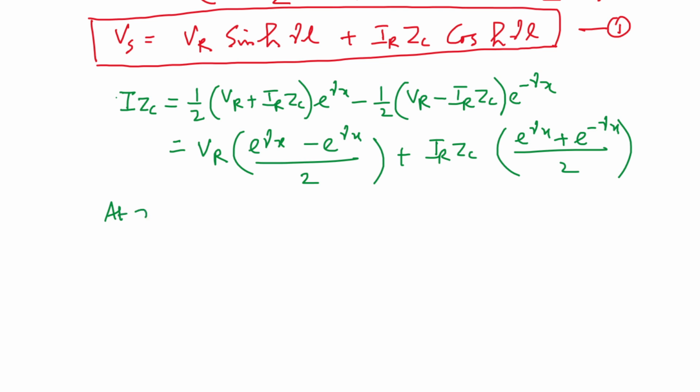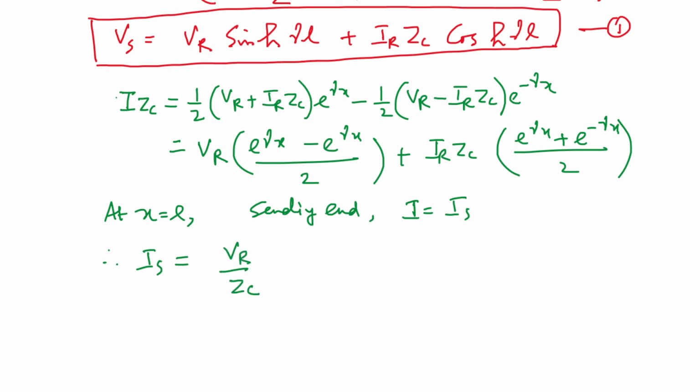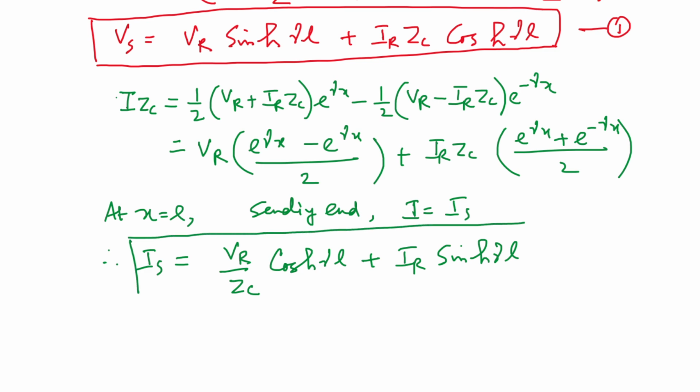So at x equal to L, we are at the sending end, so I becomes IS. So IS becomes VR by ZC sin hyperbolic gamma L plus IR cos hyperbolic gamma L. So this is equation number 2.